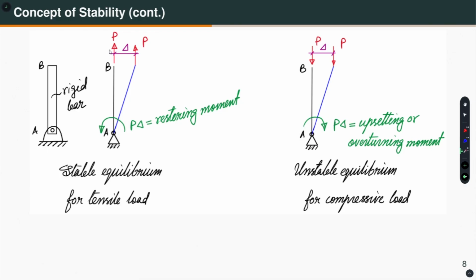On the other hand, if I take this load to be downward, and then you displace it a little bit, then there is a moment P into delta. Now, this is an upsetting or overturning moment. What this does is move the bar away from the original equilibrium position and it will never come back. So, this is an example of an unstable equilibrium for compressive load.